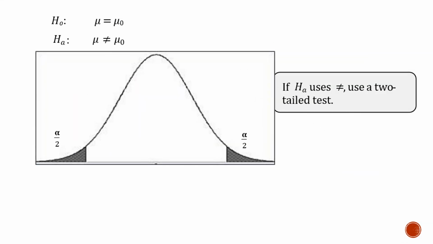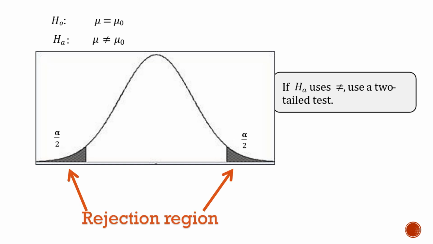We have here an illustration of a two-tailed test. Let us recall that we will have this kind of illustration if our alternative hypothesis uses the symbol of not equal to. Based on our illustration, there are two shaded regions on both ends of the graph, and we will call it the rejection region. And at the center of the graph, which is the color white, that is the non-rejection region.